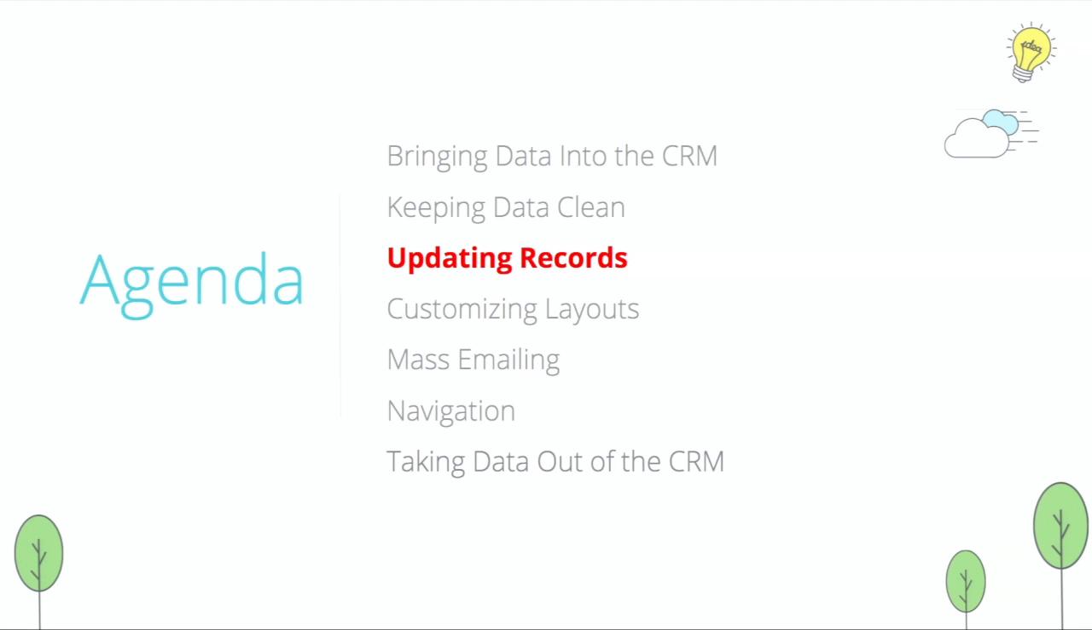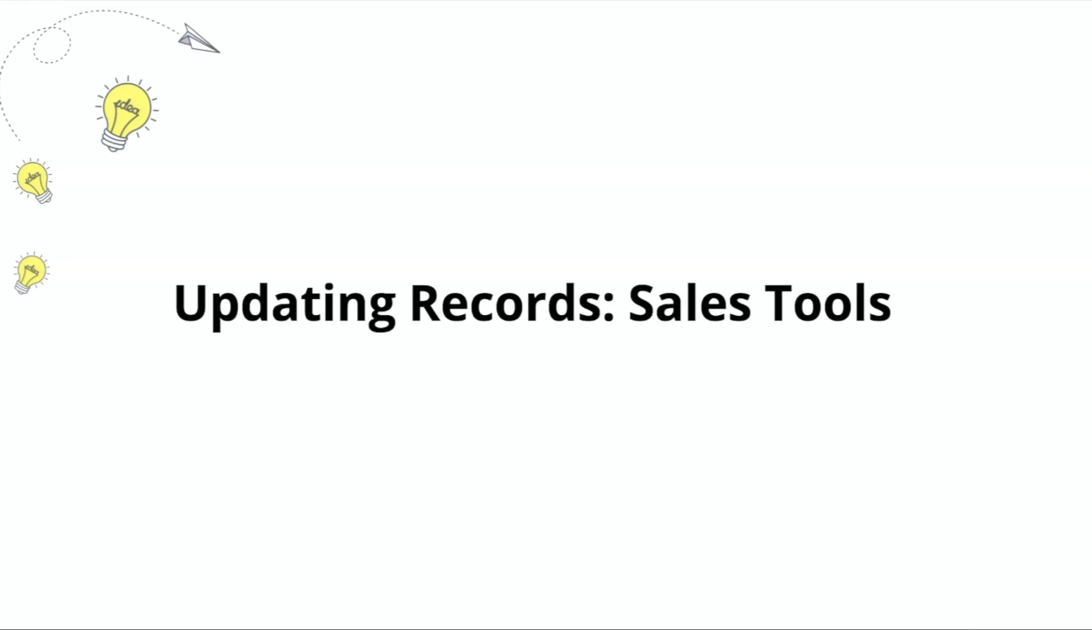All right, so we're going to move out of keeping data clean, and we're going to move into the next section, which is going to be updating records. So the main reason I've kind of added this in here is a lot of times I see customers manually updating stuff or manually making changes to each individual record. And I wanted to kind of bring up that there are tools in the system that will let you do mass updates and mass deletes and mass transfers.